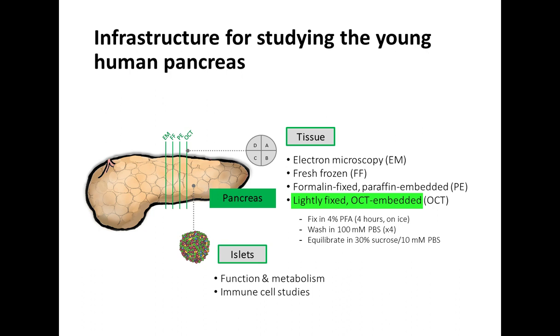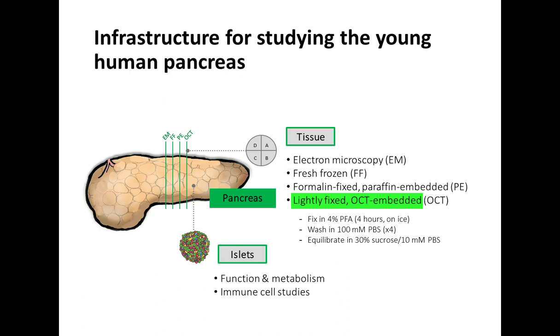From the regions directly adjacent to these, we're able then to isolate islets, and these are used to perform functional and metabolic studies, as well as some immune studies, particularly in healthy pancreata and those affected by type 1 and type 2 diabetes. What I'll be focusing on in this presentation and showing you in some of these CODEX images are these lightly fixed tissues. This was a protocol that was developed by Dr. Marcela Brissova, who recognized that the traditional ways of processing tissues were not adequate for the types of tissue morphology analysis that we were trying to do.